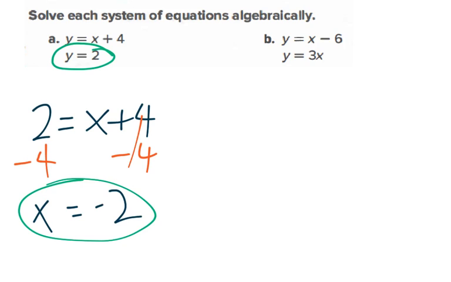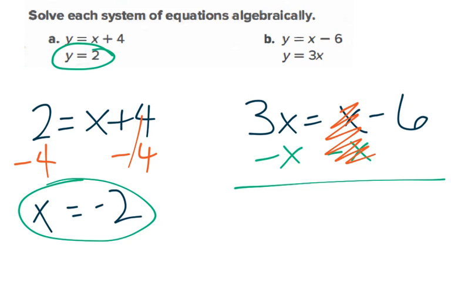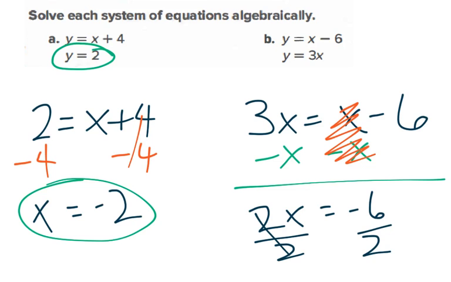Alright, got it B. I got 3x equals x minus 6. Now I'm going to subtract x from both sides, and these x's go away, and I get 2x equals negative 6. I'm going to divide by 2, and I get that x equals negative 3. I'm going to write it up here. So I know what x is. x is negative 3.